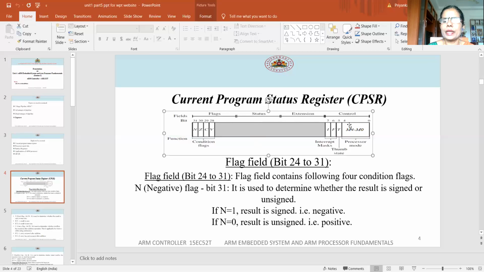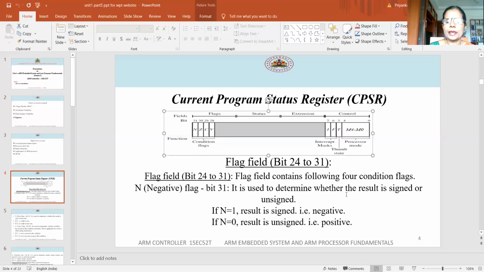What does 0 to 4 indicate? What is bit number 5? Bit number 6, bit number 7, 28, 29, 30, 31, one after the other. Let us begin from the flag field, bit number 24 to 31. They contain 4 conditional flags. The first one I am taking is the negative flag. The negative flag is bit number 31.